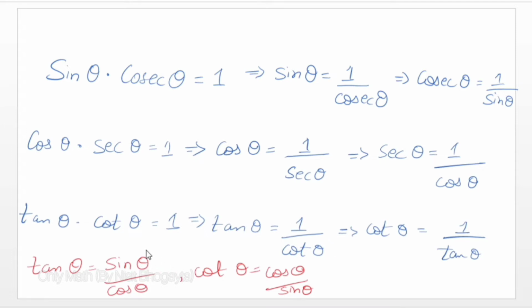Now the list is big actually, but you can use various combinations. Like instead of sine theta, you can use 1 over cosec theta. Instead of cos theta, you can use 1 over sec theta. That's how your tan theta can become sec theta over cosec theta.